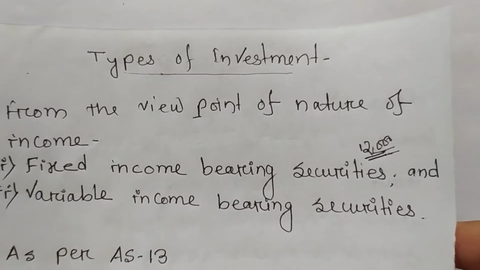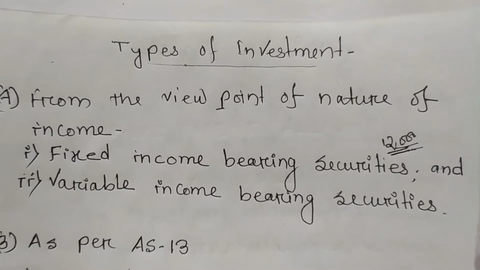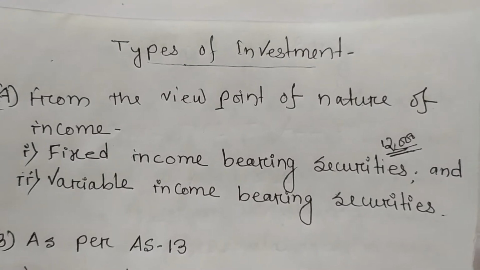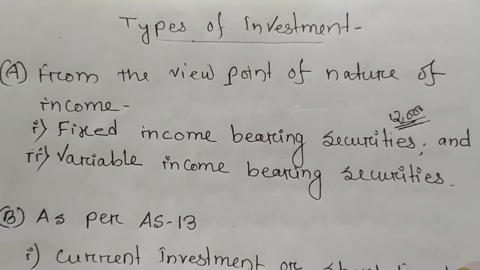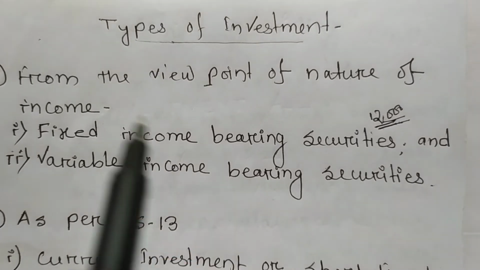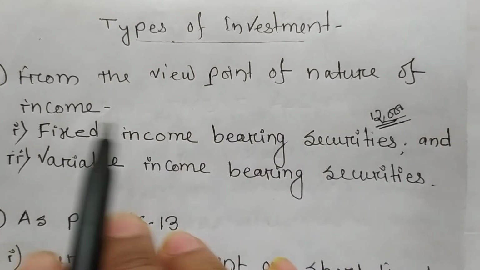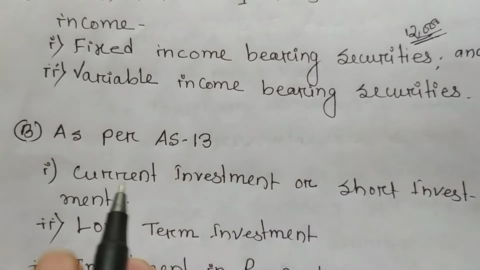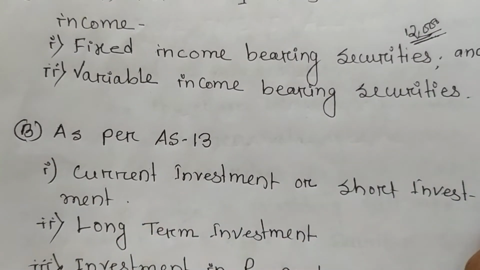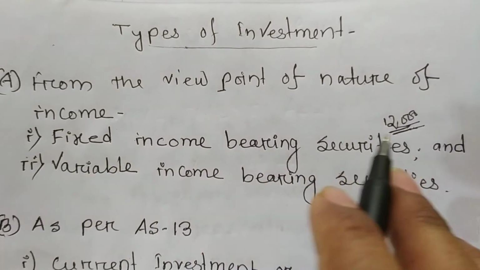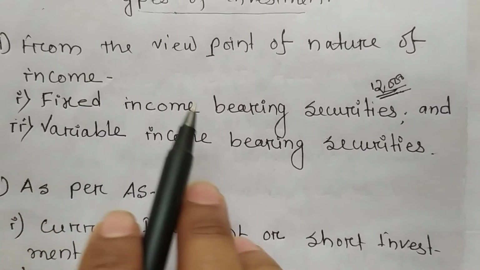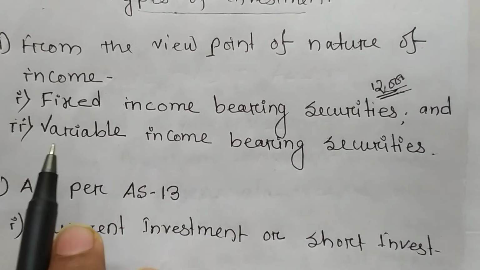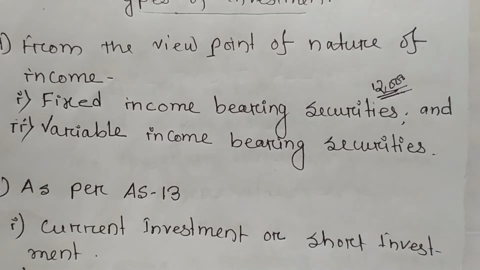Look to the second part, that is types of investment. The investment can be of different types. Here I will discuss the types of investment from 2 points of view. The first one from the viewpoint of nature of income, and the second one as per accounting standard 13. Now look, from the viewpoint of nature of income, the investment can be categorized into 2 parts. The first one, fixed income bearing securities, and the second one, variable income bearing securities.